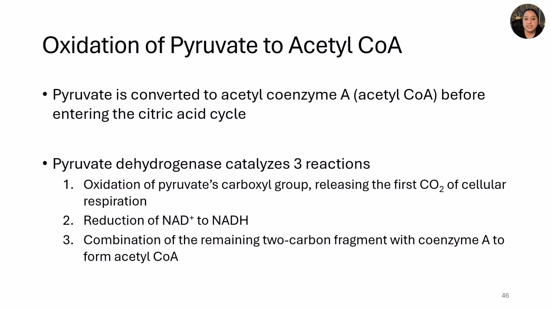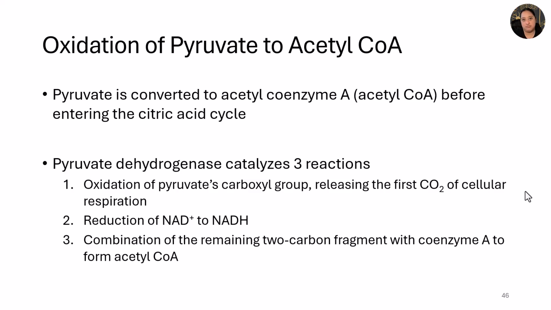So pyruvate oxidation. Pyruvate is converted to this molecule called acetyl coenzyme A, or acetyl-CoA, before it can then enter the citric acid cycle. This happens by this enzyme called pyruvate dehydrogenase. Pyruvate dehydrogenase catalyzes 3 reactions. First is the oxidation of pyruvate's carboxyl group. This releases the first carbon dioxide molecule of cellular respiration.